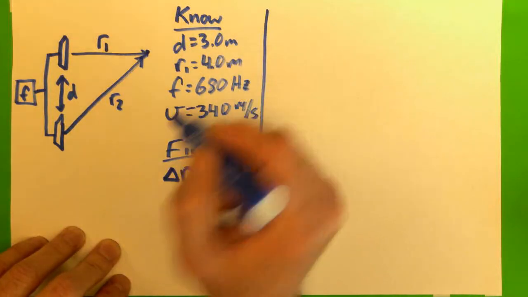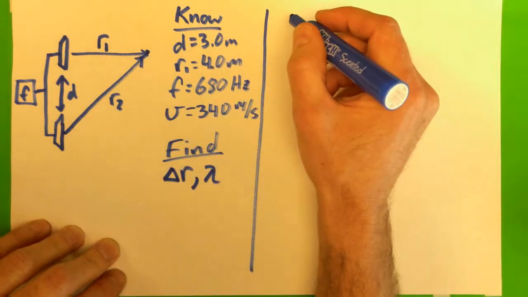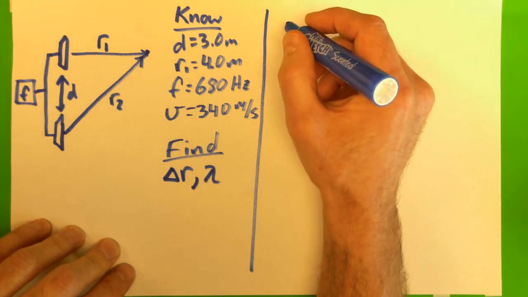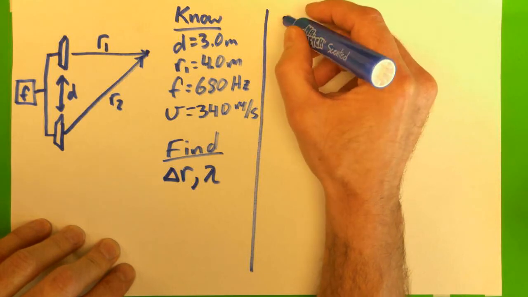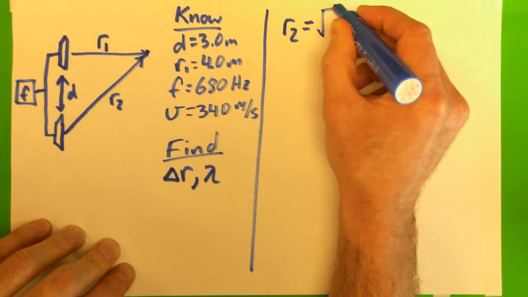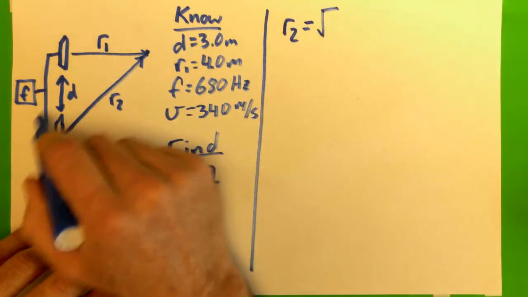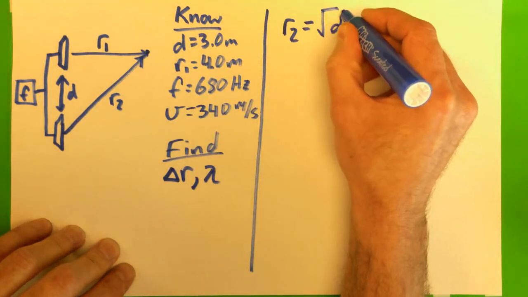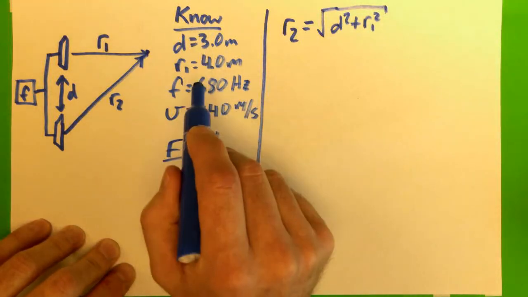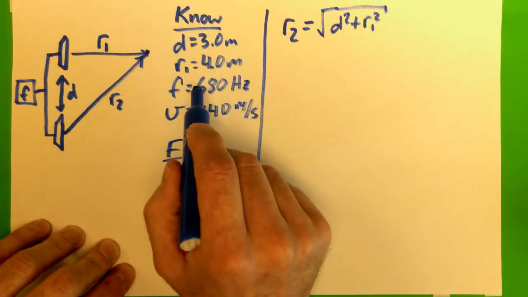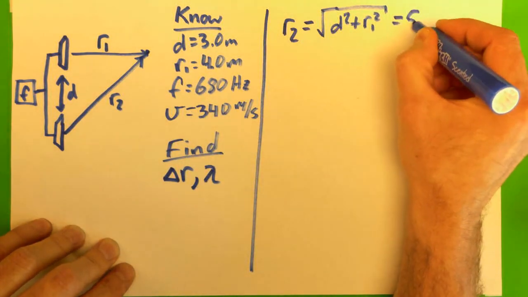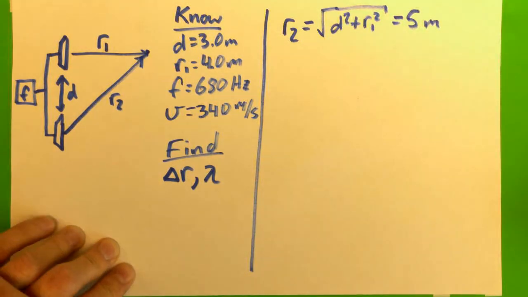We know this is a 3, 4, 5 triangle, but just in case it was something different, I'd have to be more careful, or I'd have to use the Pythagorean theorem. Let's go and write that out. I'm going to say R2 is the hypotenuse, which should be equal to the square root of the sum of the squares of the two sides. So it's going to be d squared plus R1 squared. And plugging in 3, squaring it to 9, 4 squaring it to 16, 16 plus 9 is 25, and the square root of 25 is 5. So that's 5 meters.